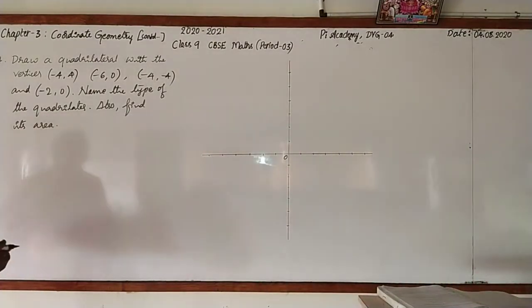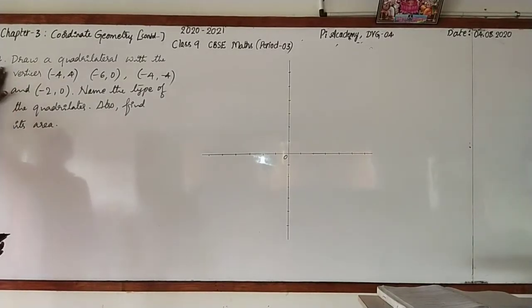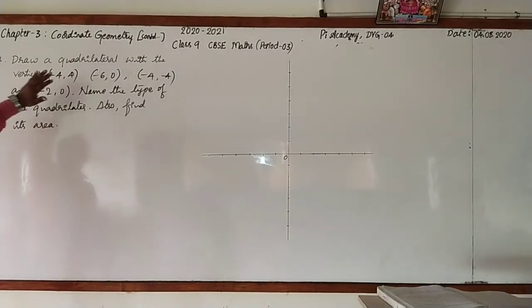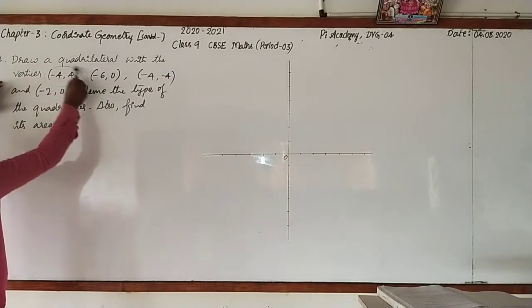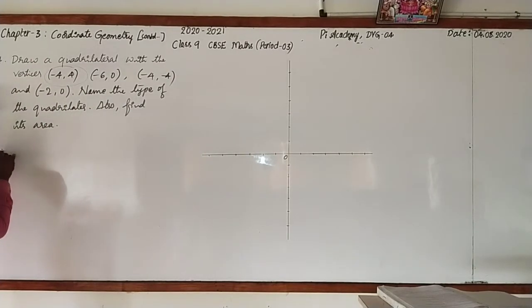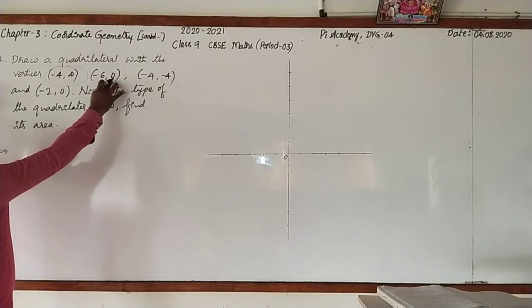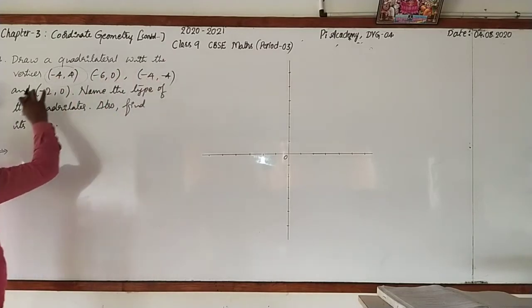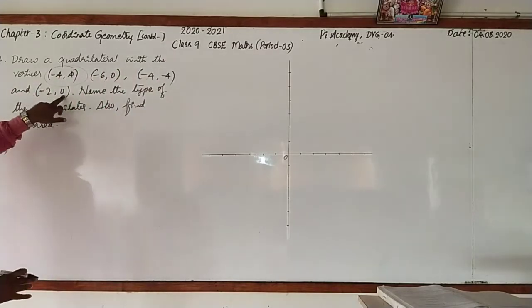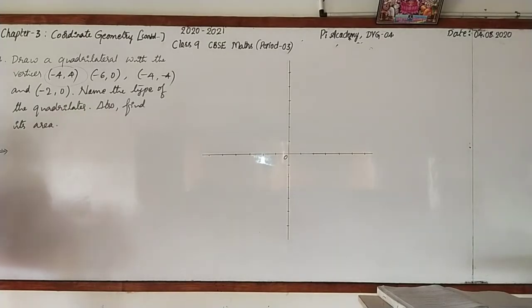Even this type also may be given in the examination. Go through this. Draw a quadrilateral with the vertices (-4, 4), (-6, 0), (-4, -4) and (-2, 0), and name this type of quadrilateral. After that, you have to find out its area. How do you go for that?